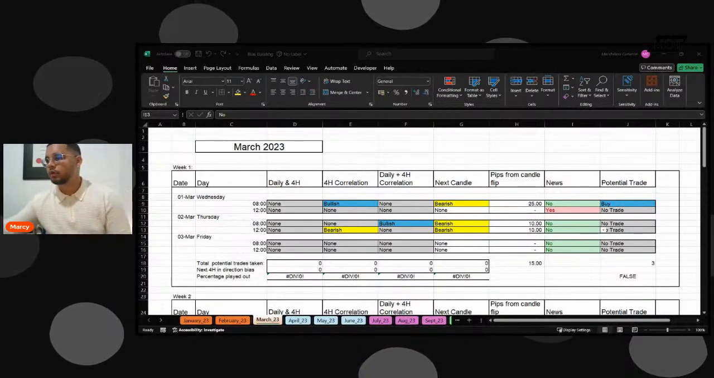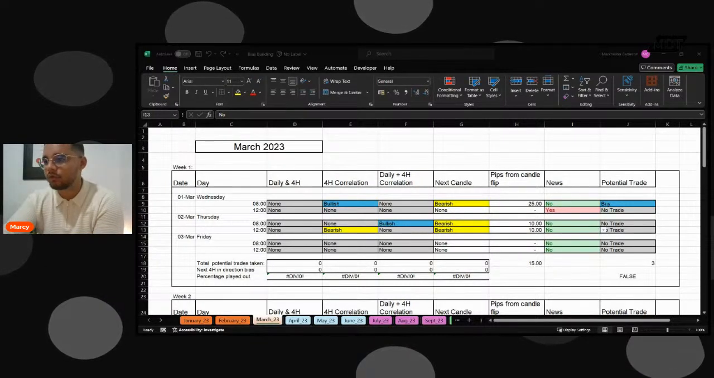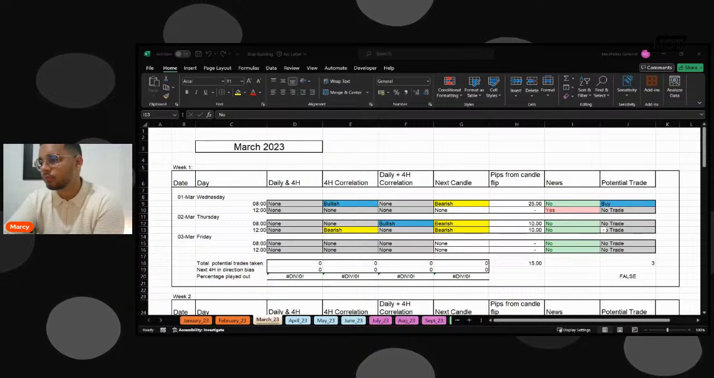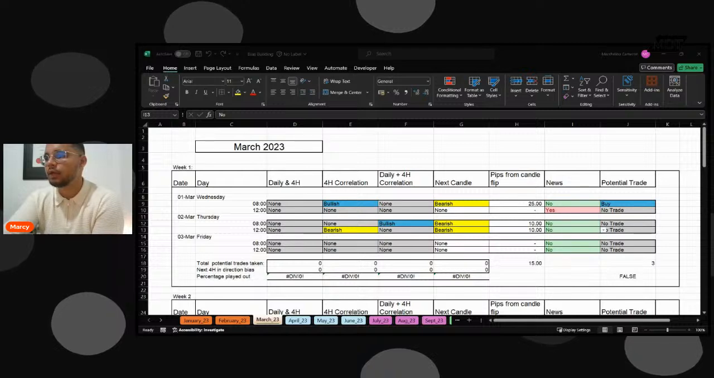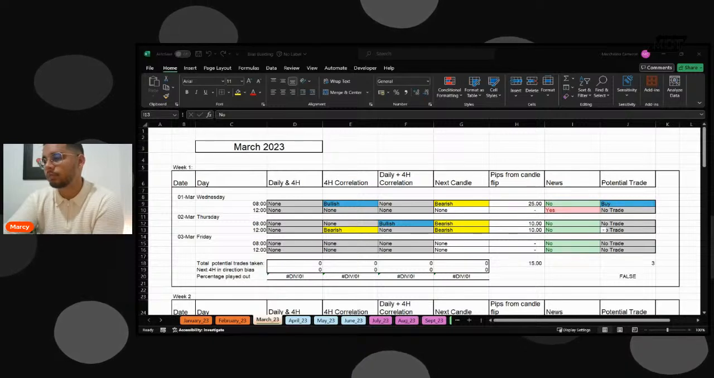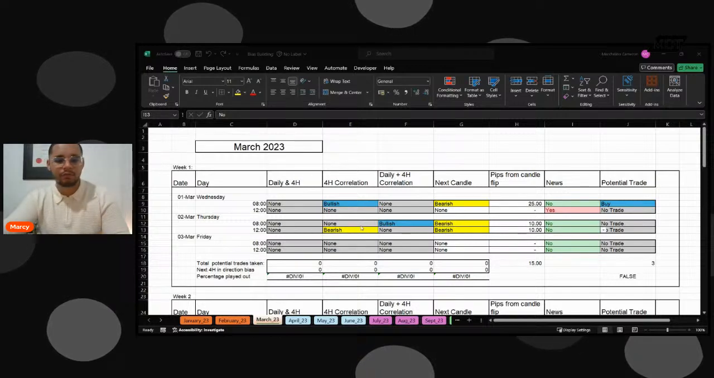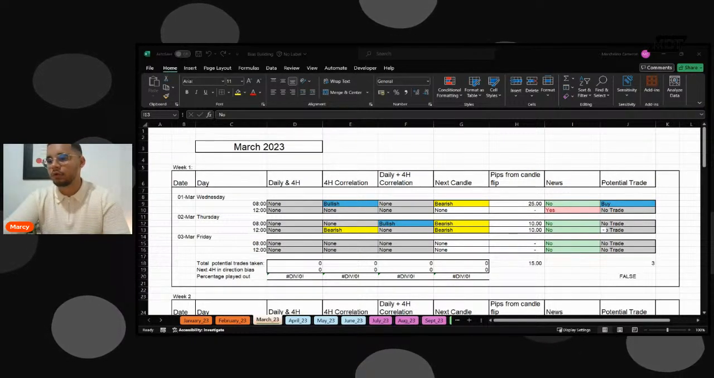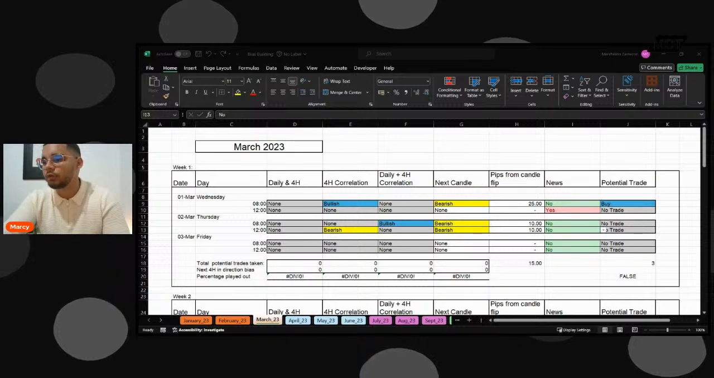Friday the 3rd. Why is this the 6th of March? Friday the 3rd of March. Okay. So what you can see is that this candle was actually bearish. So when we're going down, we're looking for bearish closes on the 4H time frame. Bullish close. Unfortunately, we don't have daily and 4H correlation. Daily and 4H correlation. Look at it. Bullish. We're just looking for bullish 4H closes right now. Bullish.